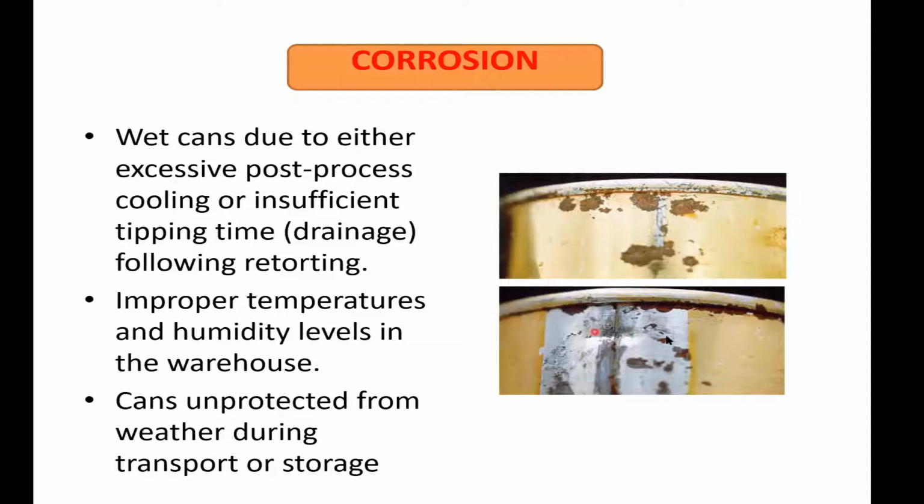Improper temperature. If you are not maintaining proper temperature and humidity, and there is high humidity in the environment, if you are storing in such places there is a chance for rusting. Cans unprotected from weather during transportation or storage. That's what I told you. Humidity is more, moisture will be more. Naturally, even in a small place, if the tin coating is not proper, from there the rusting will begin. So this is what we have to take care of.